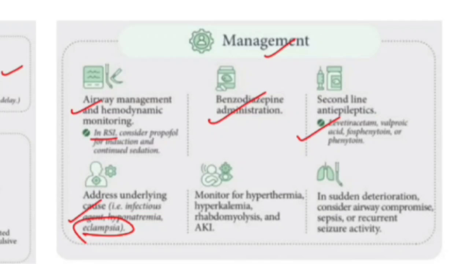Monitor for hyperthermia, hyperkalemia, rhabdomyolysis, and acute kidney injury. This is very important. Always look out on the urine output of the patient. In sudden deterioration, consider airway compromise, sepsis, and recurrent seizure activity. Mostly all these patients who have seizures cannot maintain the airway, so they are going to succumb to aspiration pneumonitis. That is the most common cause of mortality.